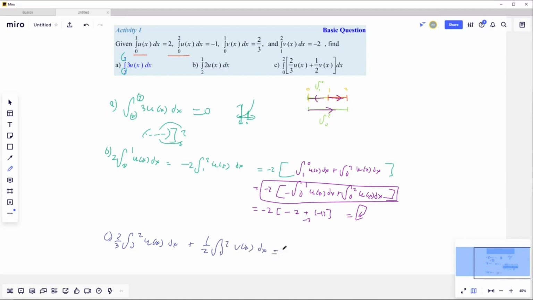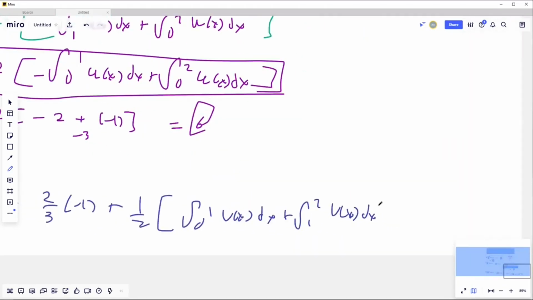So this is 2 over 3 times the integral from 0 to 2. We already have this to be minus 1. So minus 1 plus half of. If you want to see the slow steps, fine, I don't mind. So from 0 to 2, it's from 0 to 1 and 1 to 2. So 0 to 1 of v(x) dx plus from 1 to 2 of v(x) dx. And we are nearing the end.